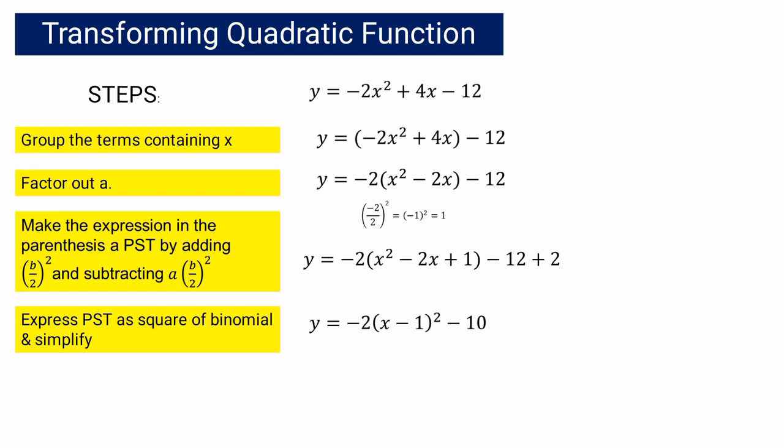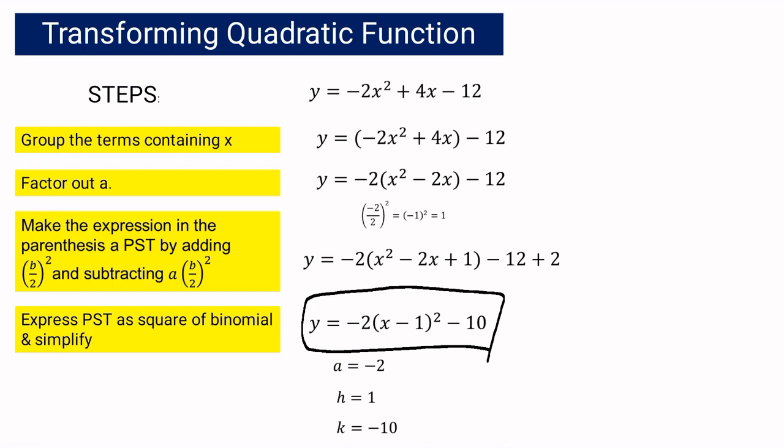Wherein the value of a is, yes, the value of a is negative 2. The value of h is, yes, the value of h is 1. And the value of k, yes, the value of k is negative 10. Again, this is our final answer.